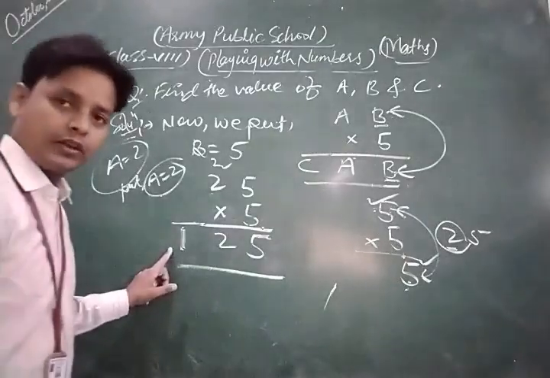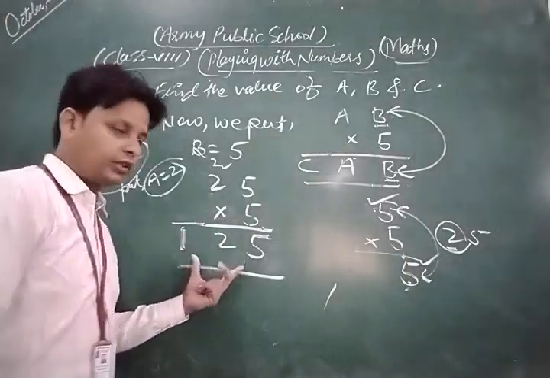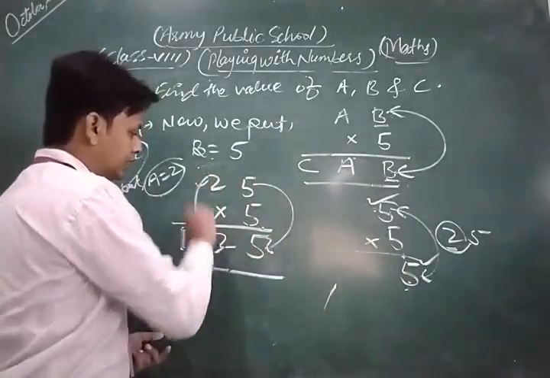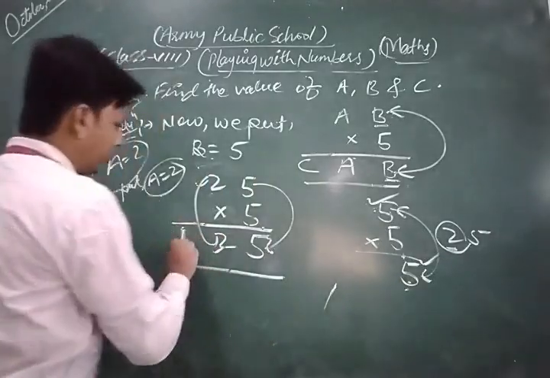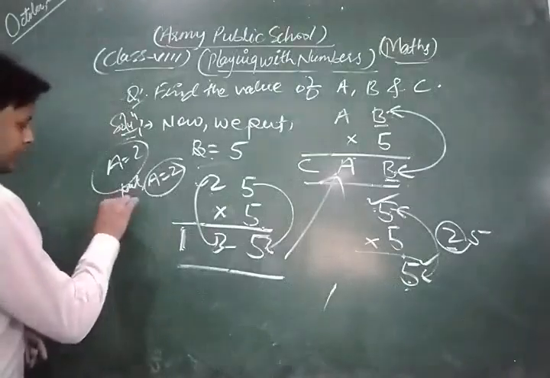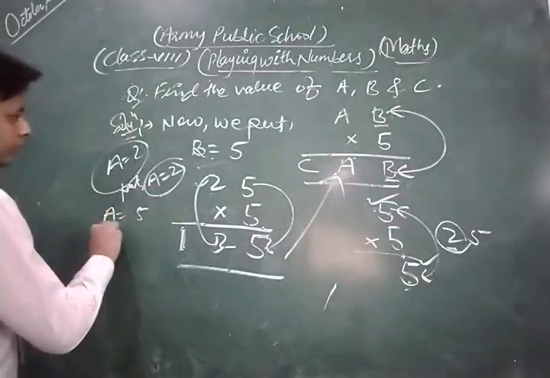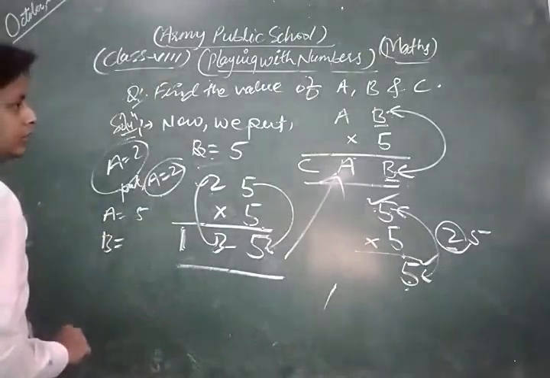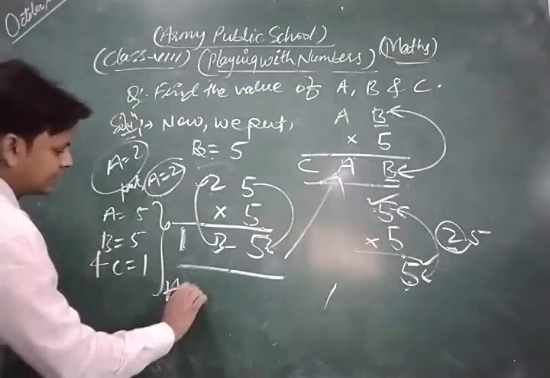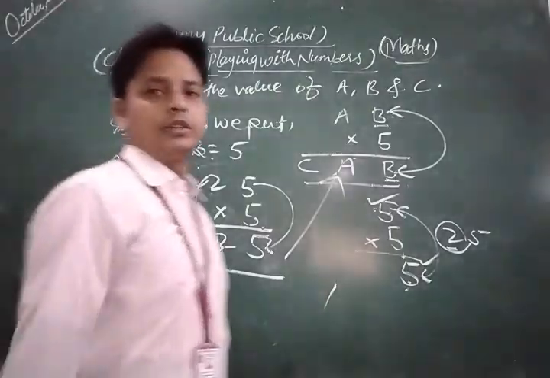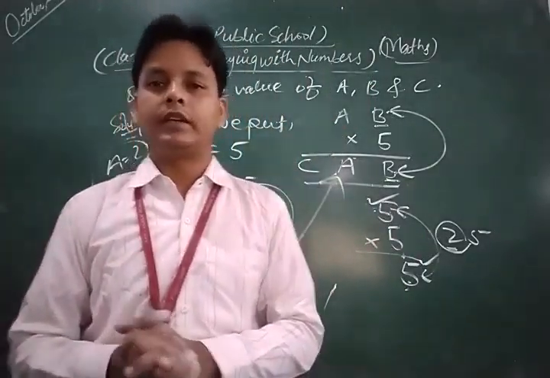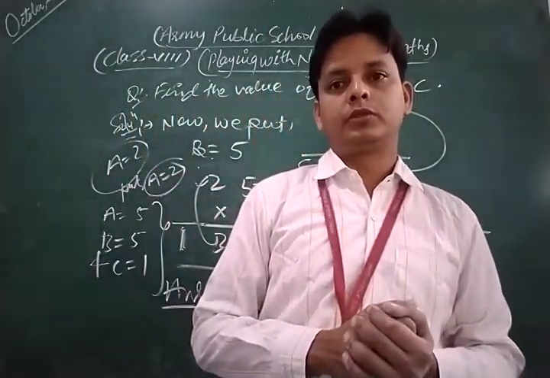So in this way, this satisfies our condition, because this number is the same, and this number is also the same, and 1 is left. So if we compare with this expression, we get the value of A is 5, the value of B is 5, and the value of C is 1. So this is the required solution of the given question. In this way, you can solve that type of questions. Now in the next class we will solve some other important questions of your syllabus. Okay, now thanks to all.